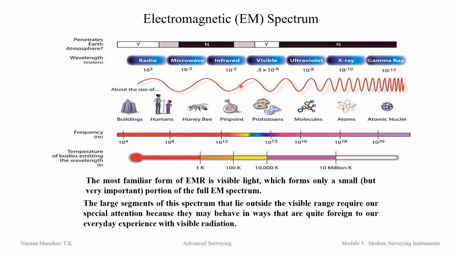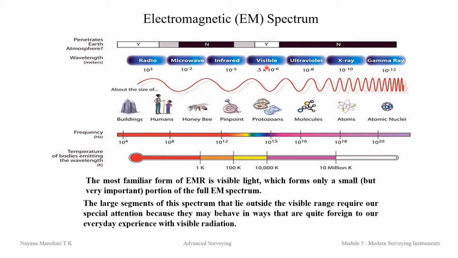The visible light, this portion, is a very narrow portion of the electromagnetic spectrum, meaning that the human eye sees only a small part of the spectrum, whereas remote sensing equipment can obtain information from a much greater portion of the spectrum.